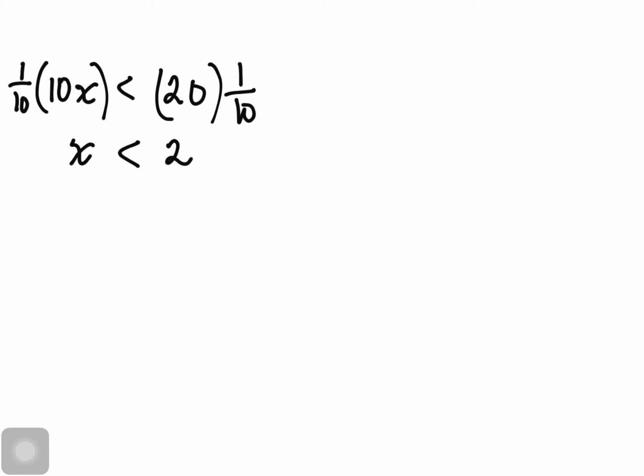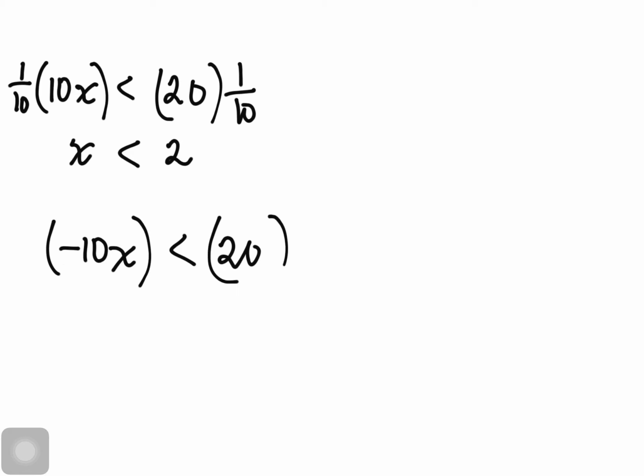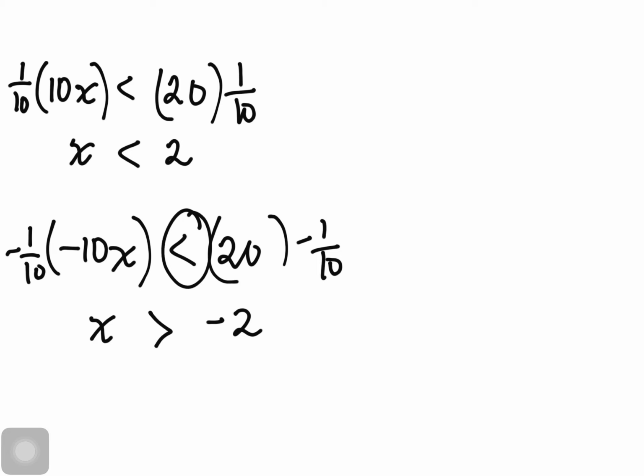Now, what if, for example, we have negative 10x is less than 20? So, you already know that we're going to multiply both sides by negative 1/10. So, we'll end up with x and negative 2. But here's the important thing that you need to remember. Every time you multiply by a negative number, you always flip the sign in order to make the inequality statement still true. Why? Look at this one.